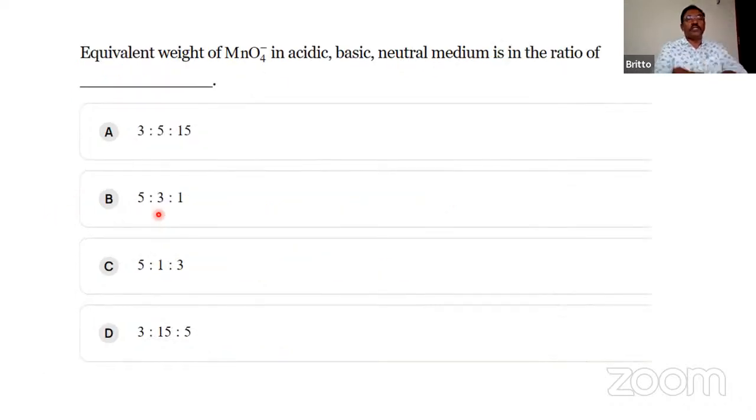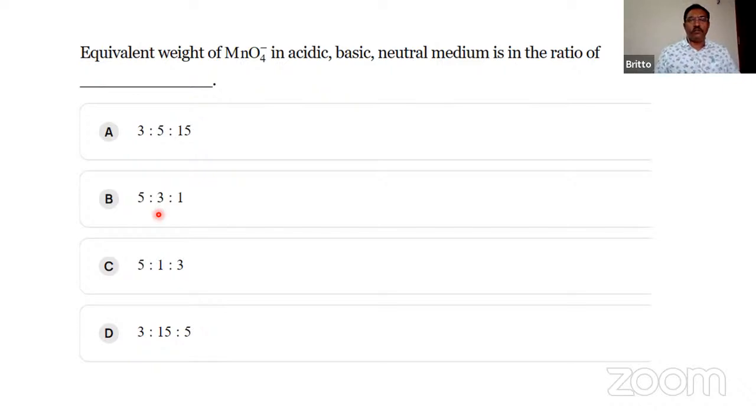Now questions can also be asked like this: the equivalent weight of MnO4 minus in acidic, basic and neutral medium is in the ratio, they have given as acidic, basic, neutral medium. We know that in acid, 5 electrons are involved. And in neutral medium, as we have studied, acidic is divided by 5, neutral divided by 3 and basic divided by 1. So remember: acid 5 electrons, neutral 3 electrons, base 1 electron. So here the order can change in any way.